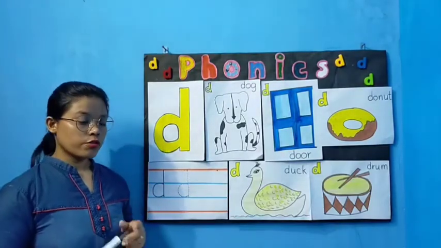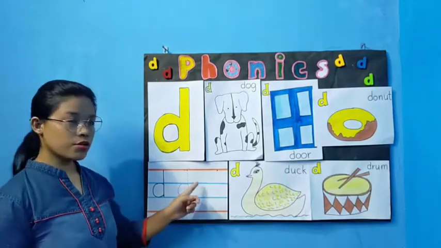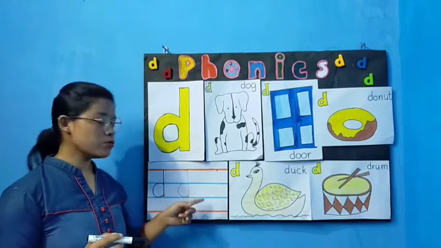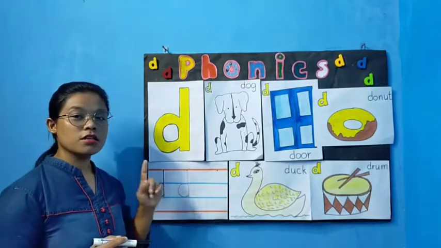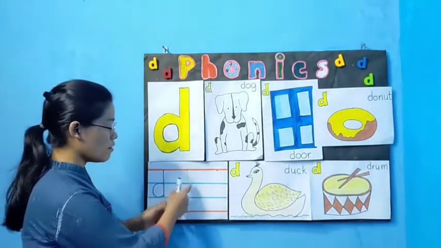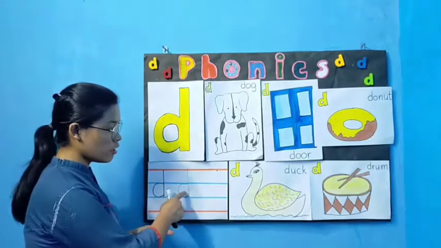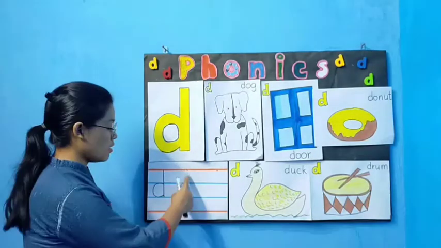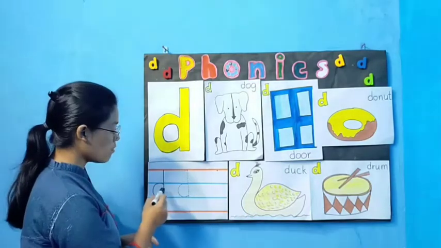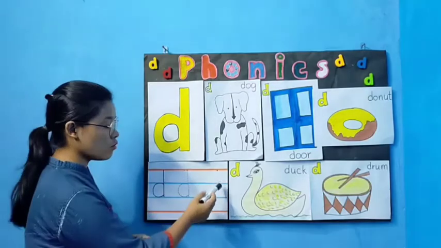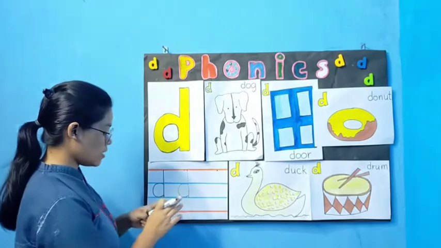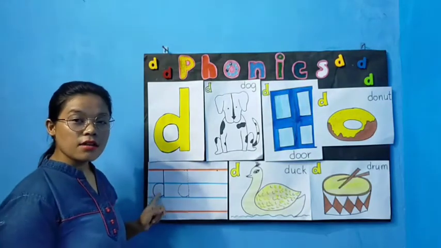So children, for the formation I will tell you here on this board. Okay, so see very carefully because you need to make the D sound later on. Okay, so first I will make the D sound on the dotted line. Okay, and then I will make the D sound without dot. Okay, so now let's see. This is the D sound.